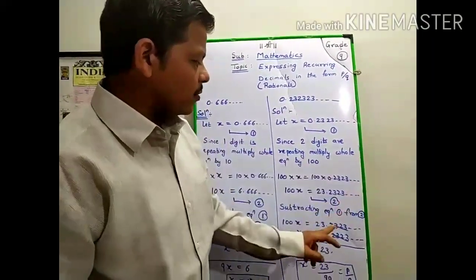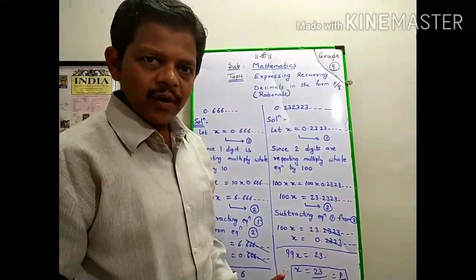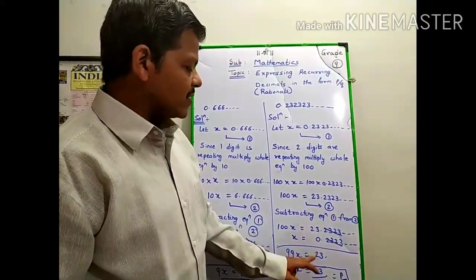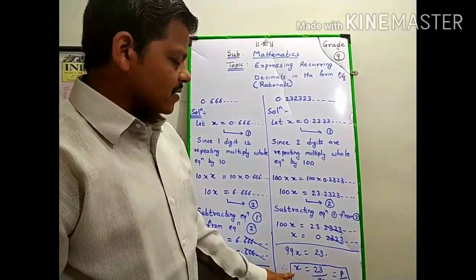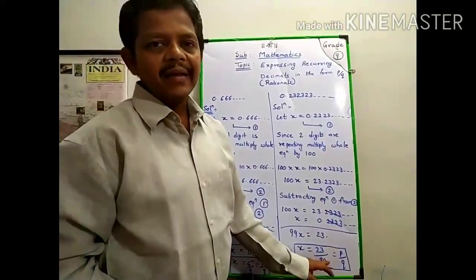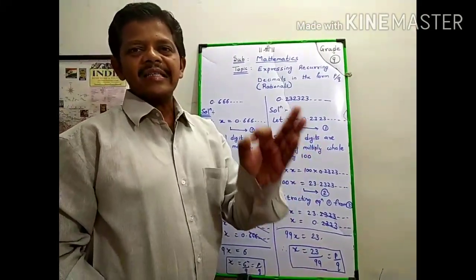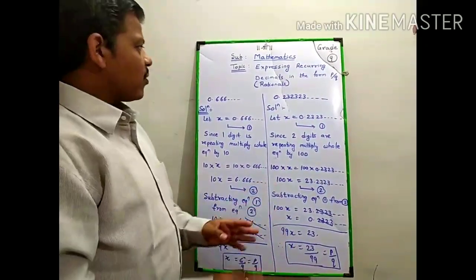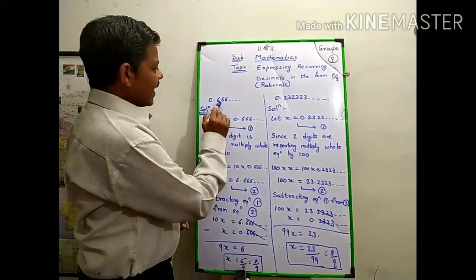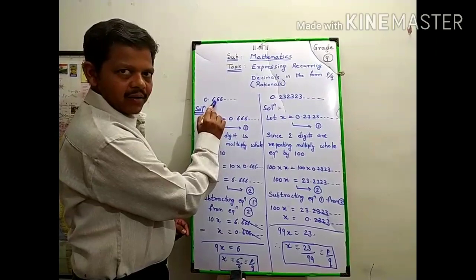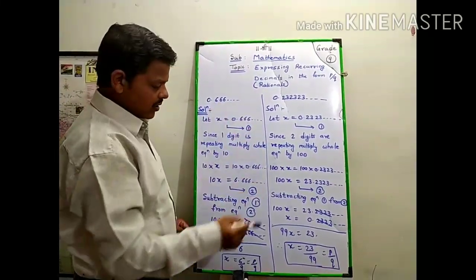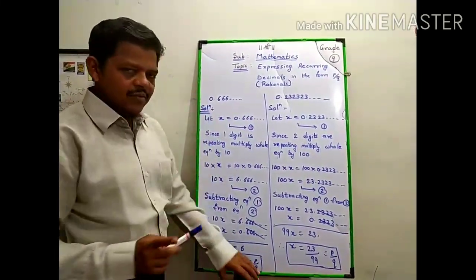0.23, 0.23, 0.23 gets cancelled. 23 minus 0 is 23. X becomes 23 upon 99. Integer upon integer, P upon Q, rational number. And if you want to see here, a single digit was repeating. A hint I am giving to you: 6, only one digit was repeating.